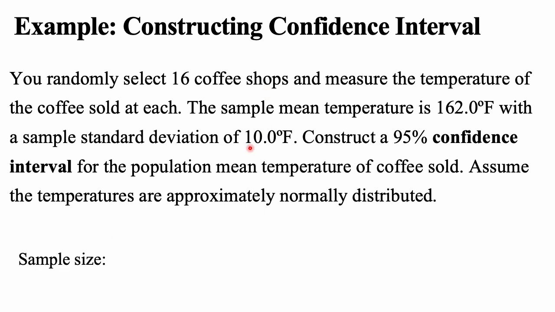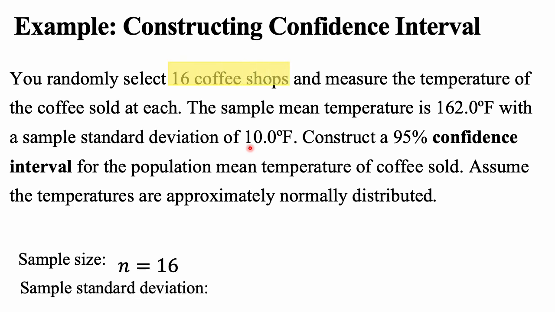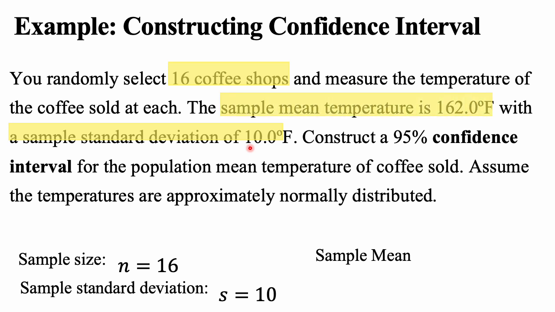So first, sample size is 16, pretty small. Second, we have sample standard deviation is going to be 10. Now the sample mean is going to be 162. Confidence level is going to be 95%. So the population is approximately normally distributed, so we don't worry about the condition.